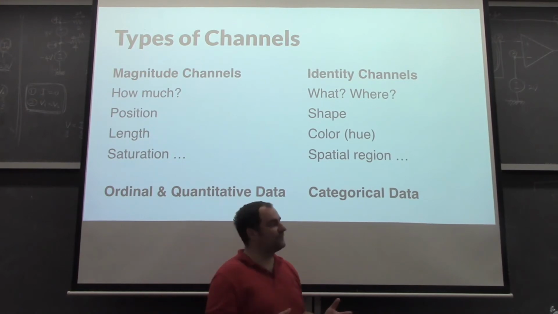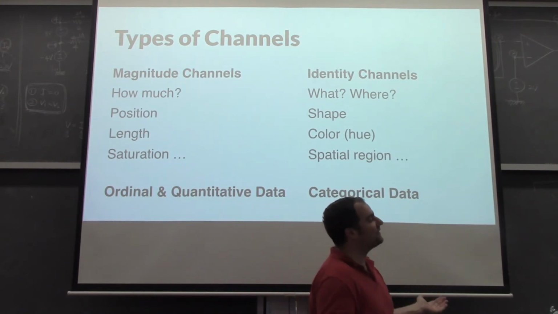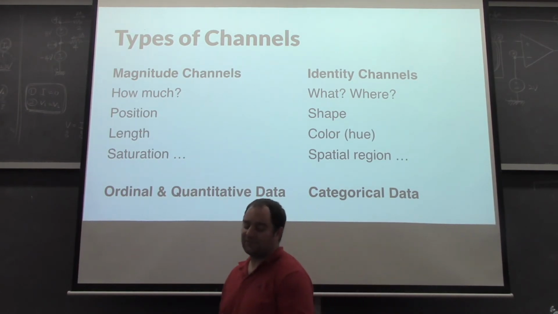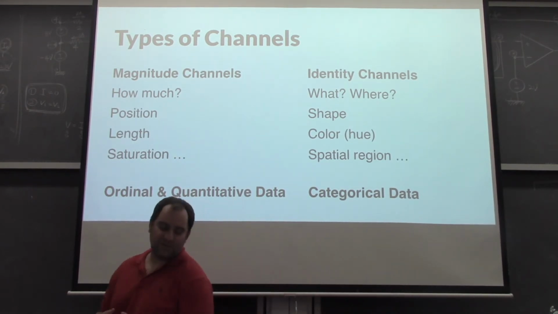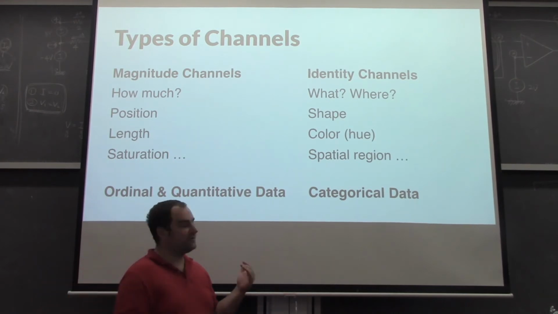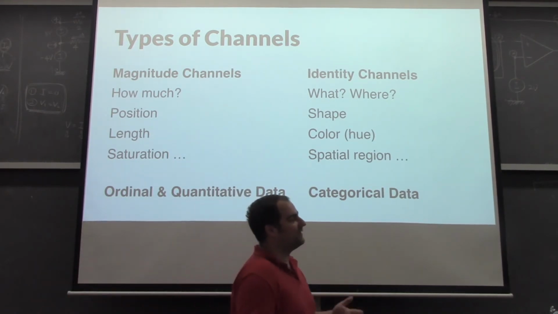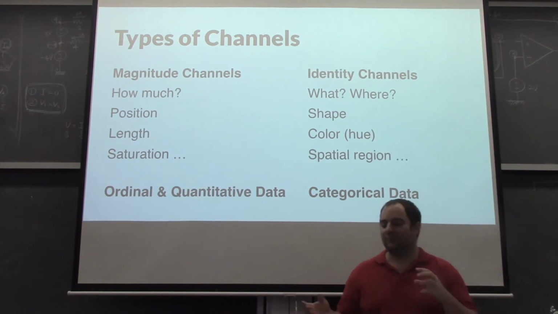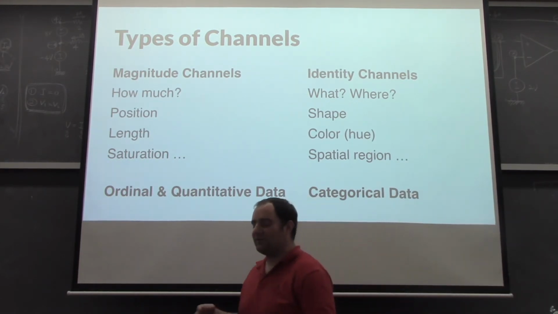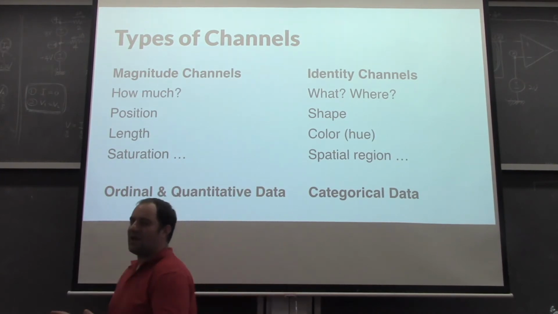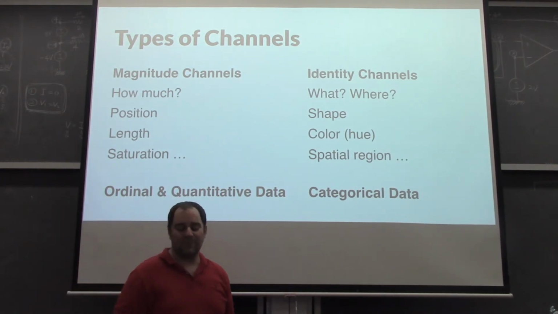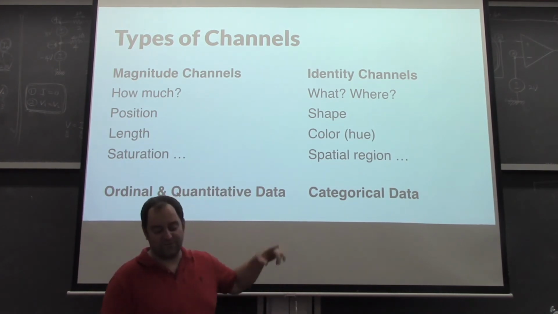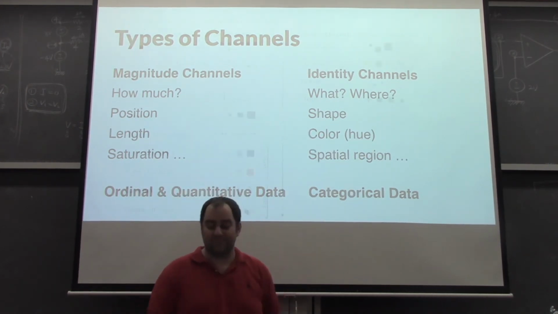So we distinguish 2 different types of channels. These magnitude channels, we can use them for ordinal and quantitative data. They let us express quantities, how much, and good examples are position, length, and saturation. And then we have identity channels that simply allow us to keep items apart, but cannot convey numerical values. What these are, for example, are shape, color, or also spatial region. And this is applied for categorical data.